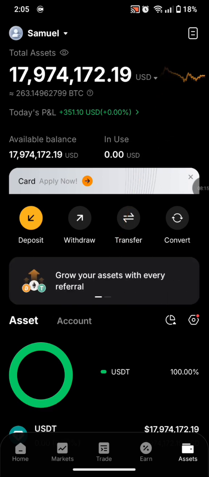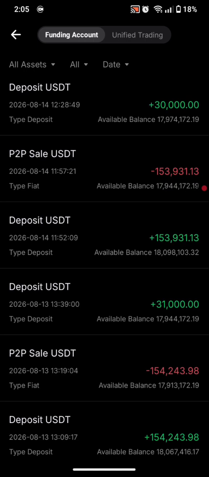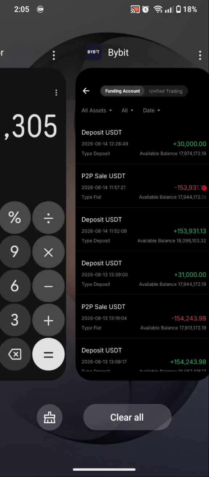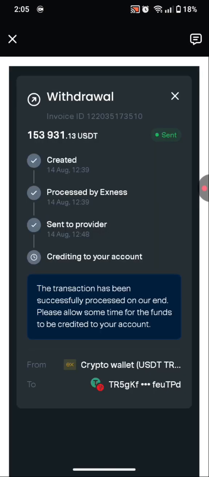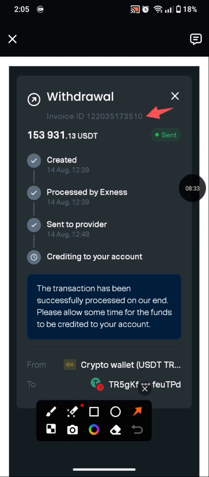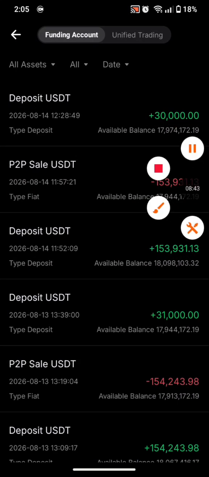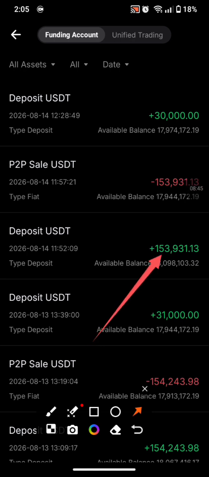So let's review my transaction history so we can check and confirm our balance and all our transactions for today. Let me show you that I withdrew 153,931.13 USDT, and this withdrawal was sent at 12:48 p.m. this afternoon, and I received a total of 153,931.13 USDT, and this withdrawal came in at 12:52 p.m. So it took about 4 minutes to arrive.